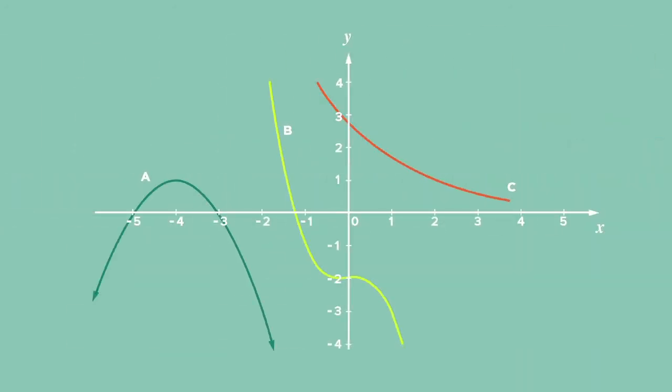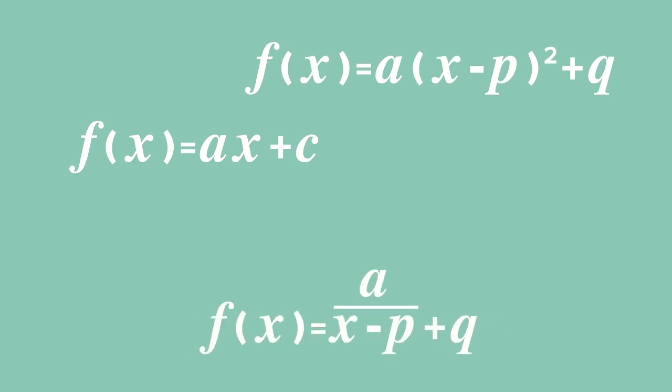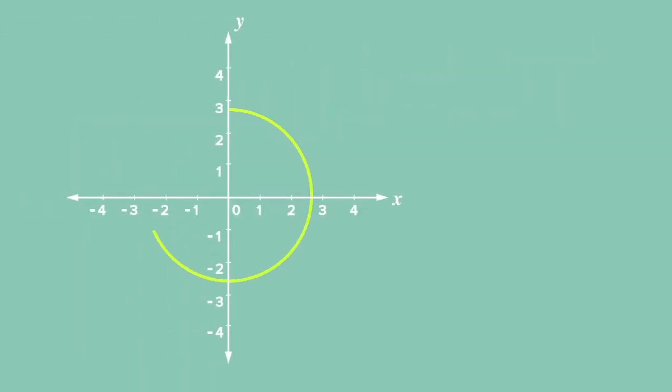Here are three more graphs that represent functions. At every point, a vertical line drawn through the graphs cuts each graph at only one point. Many of the graphs that you have worked with before, such as straight line graphs, parabolas, hyperbolas, and exponential graphs, are all functions.